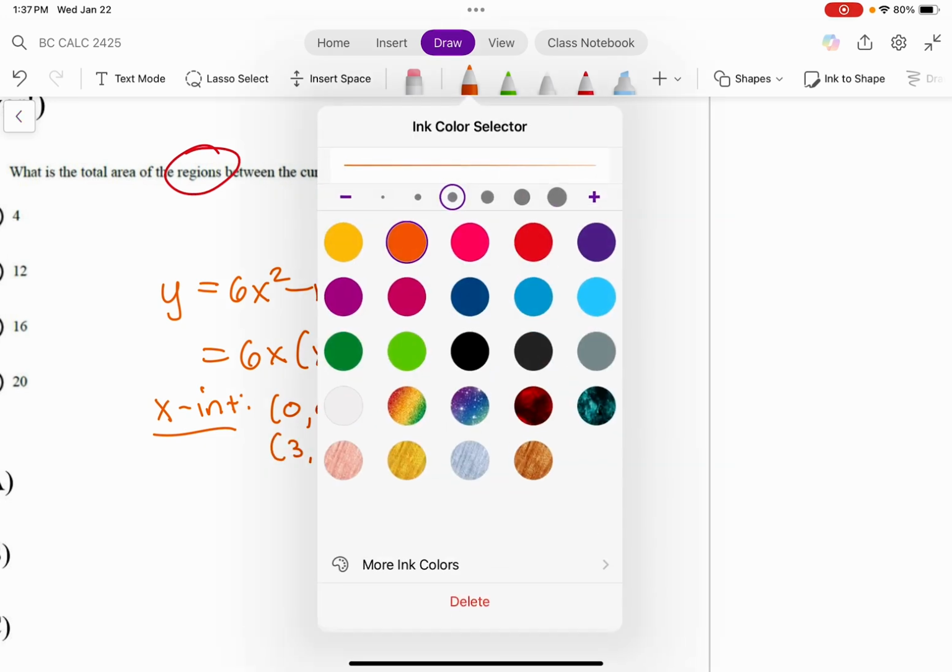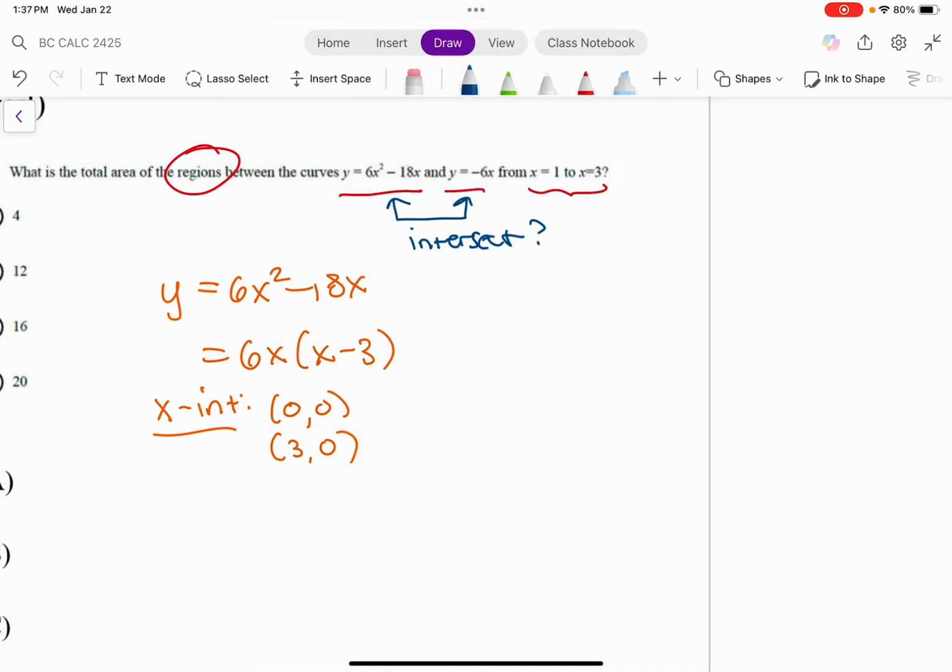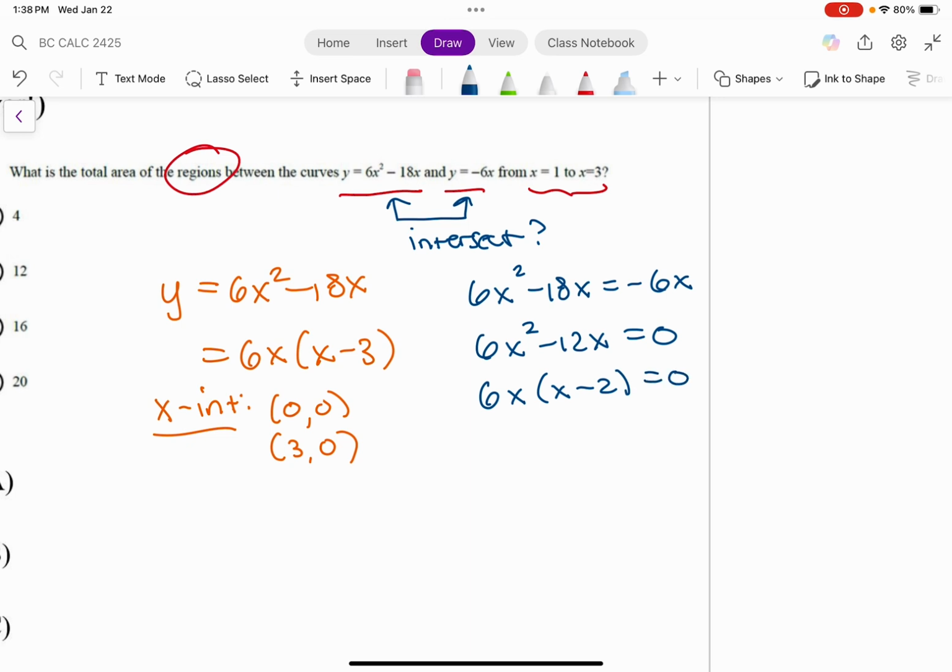And now let's find where those two graphs intersect. They intersect when they are equal. Add 6x to both sides. I get that, and if I factor out a 6x, they intersect when x equals 0, and then also at x equals 2. It's actually not so important, the y value.